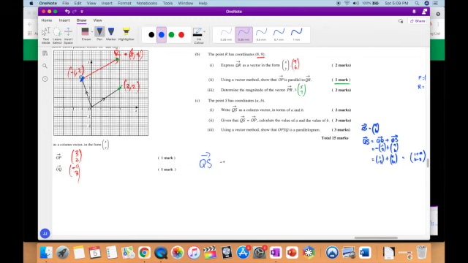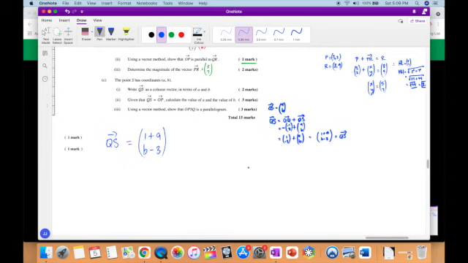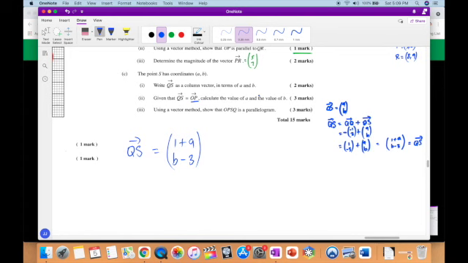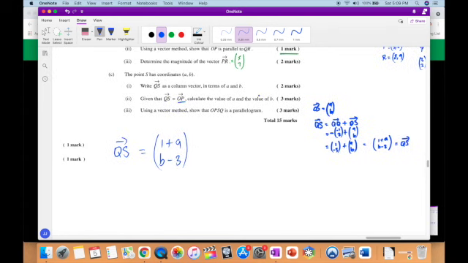QS. I have QS as 1 plus A and then B minus 3. That's what I got QS to be. Now, they say QS is equal to OP, calculate the value of A and B. Oh God, this is easy. 3 marks for this, 2 marks for the next one.